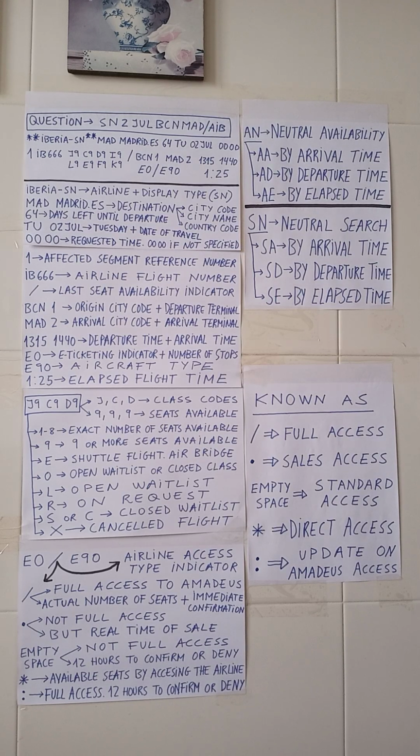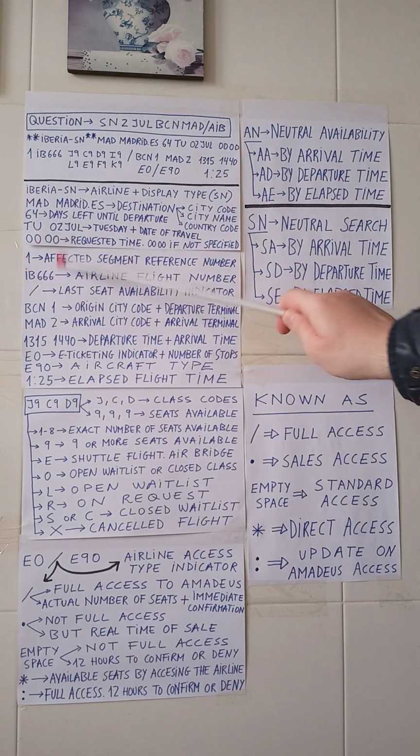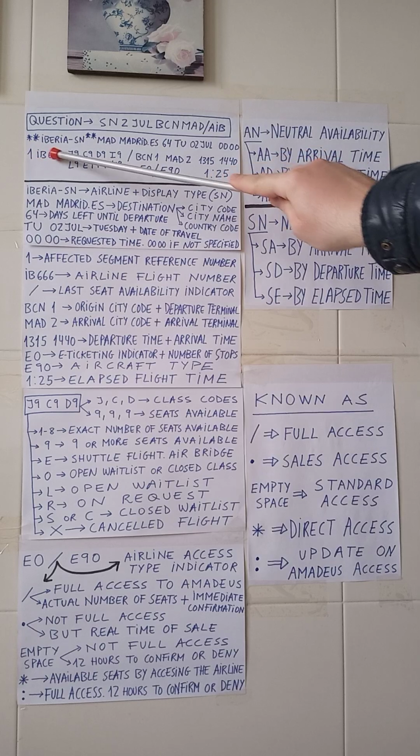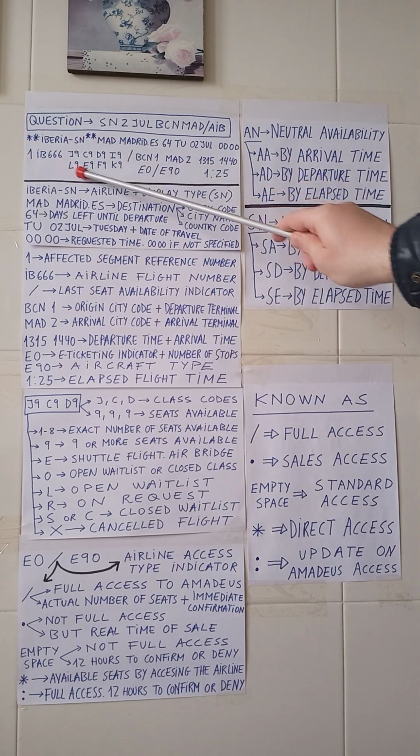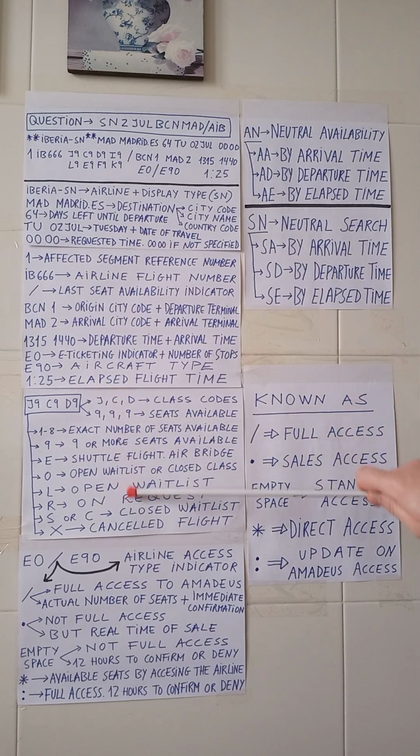Let's go to other information. IV 666 refers to the flight number of the affected airline. I will explain these codes in the next page here.